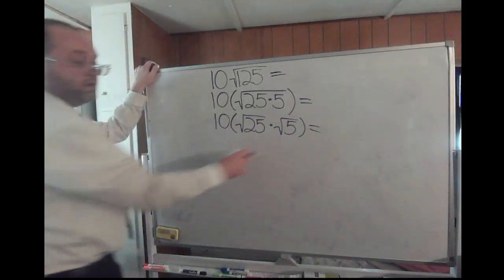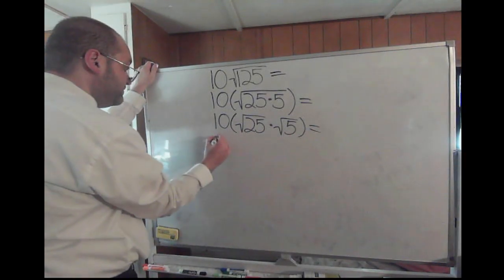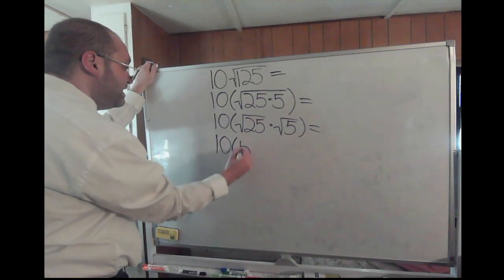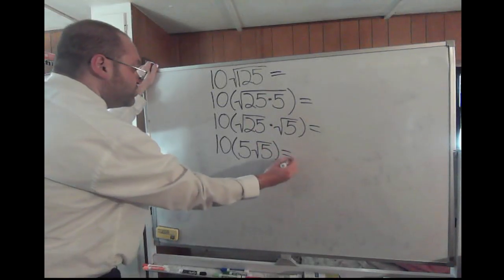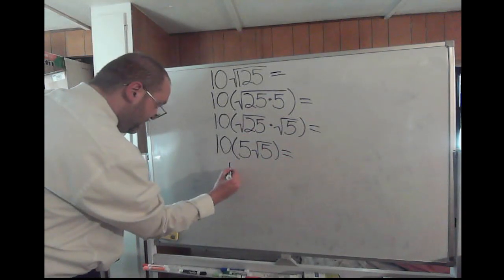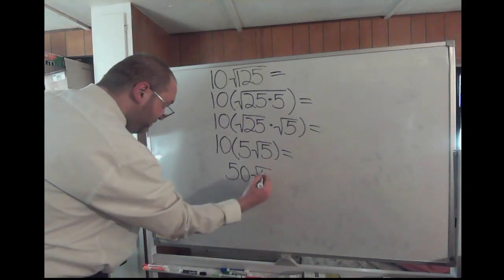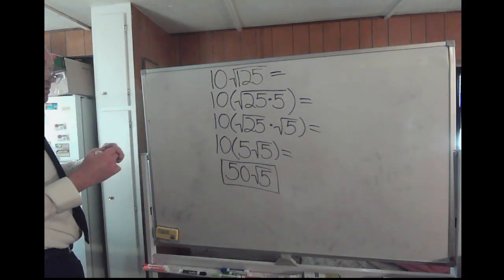We know the square root of 5 is not a perfect square, but the square root of 25 is, that's 5. So now you're going to have 10 times the quantity of 5 times the square root of 5. When you multiply 10 times 5, you end up getting 50 times the square root of 5. And that would be your answer.